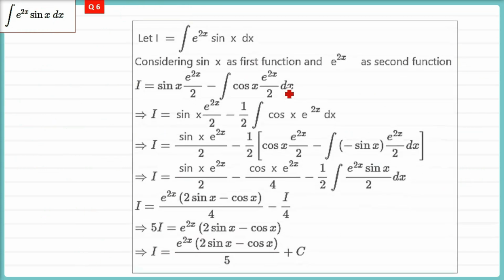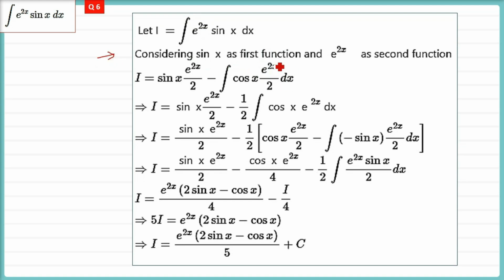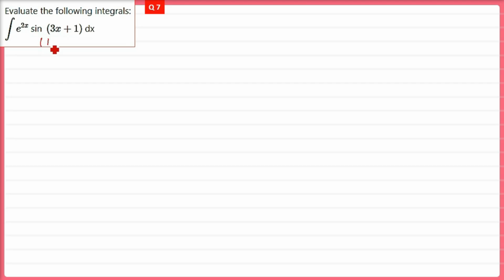Now how to do this in a formal way? This is the formal solution which I am presenting to you. You can follow this scheme, or you can follow what I have told you or indicated. But you understood the logic, right? Now I will again apply ILATE here. This is of the form e raised to x sin of ax plus b. So just call this the first function, sin 3x plus 1.